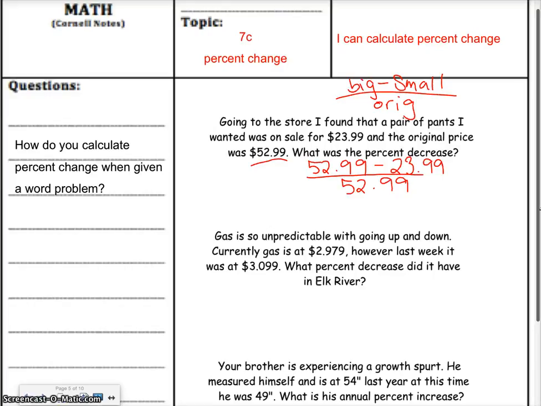So 52.99 take away 23.99 equals 29 bucks over 52.99, divided by 52.99, 0.547, which is a 54.7% decrease. In a sale, a department store would turn that to 55%. They just always round to a whole.